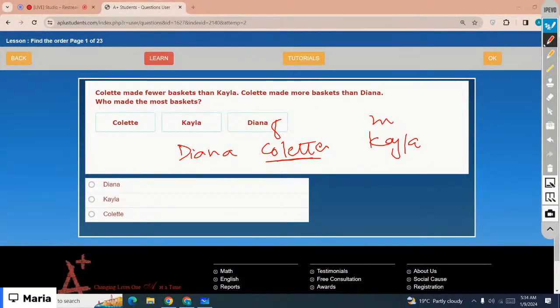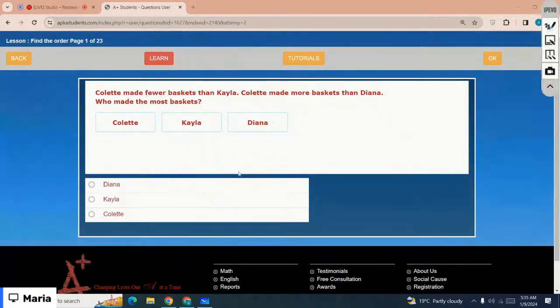Who made the most? Kayla made the most, isn't it? No, no. Kayla made the most. You can see this order. The first line is Colette made fewer baskets than Kayla. Here is Colette and here is Kayla, because Colette made fewer and Kayla made more. Now that is about Colette. Colette made more baskets than Diana. Here is Colette and here is Diana. That means Diana made less than Colette. So obviously, who made the most? Kayla made the most.